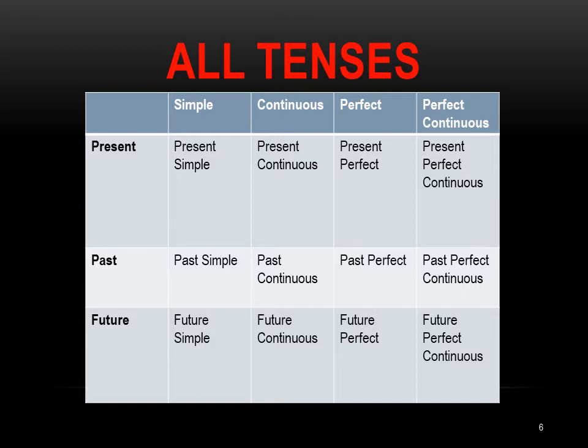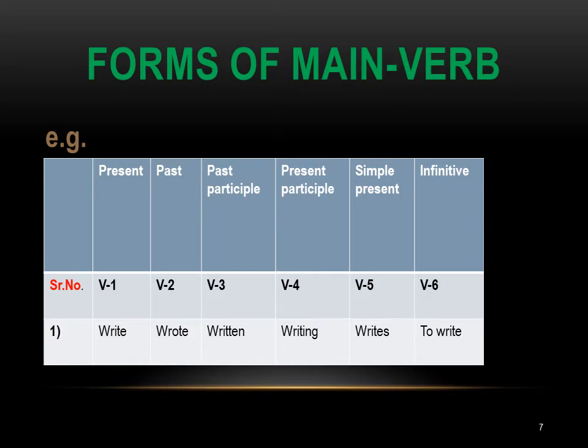All of you understood? Okay. Here I mention one example related to the main verb. There are 6 columns. First one is related to the present form of verb. And here I mention one verb, write. Okay. So write, the present form of verb is write.